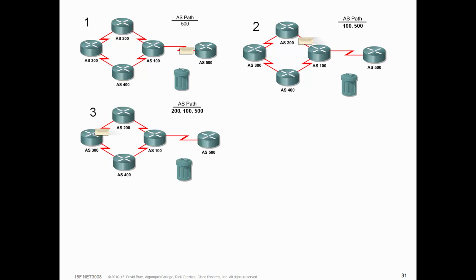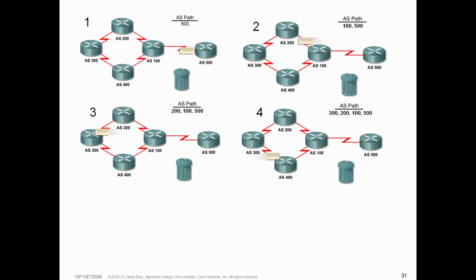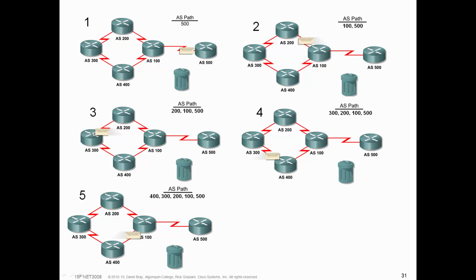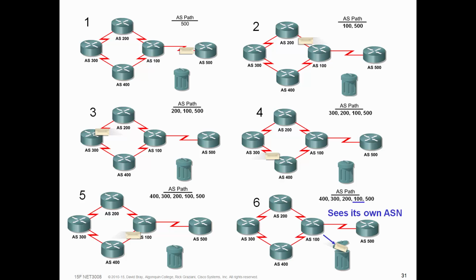In the next iteration, as AS 200 advertises to AS 300, then 200 gets added to the front of that path. And in the fourth iteration, 300 gets added to the front. And next, as AS 400 advertises back to AS 100, it prepends its AS number on there. But then AS 100 sees that its own AS number is in the AS path, and at that point AS 100 will discard that route advertisement coming from this direction.